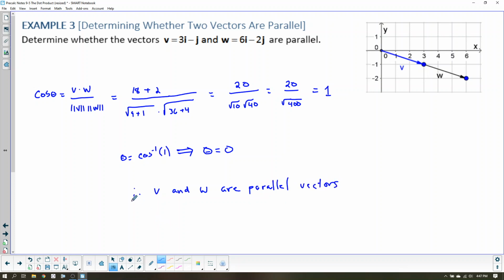So two different ways that you could go about that. Check to see if one is a scalar multiple of the other, or check to see if the cosine of the angle between them is either 1 or negative 1.